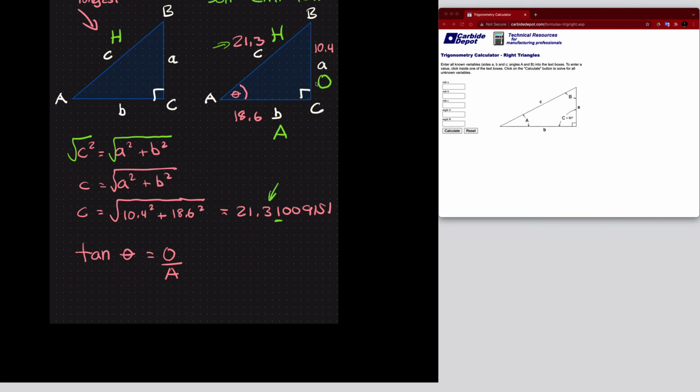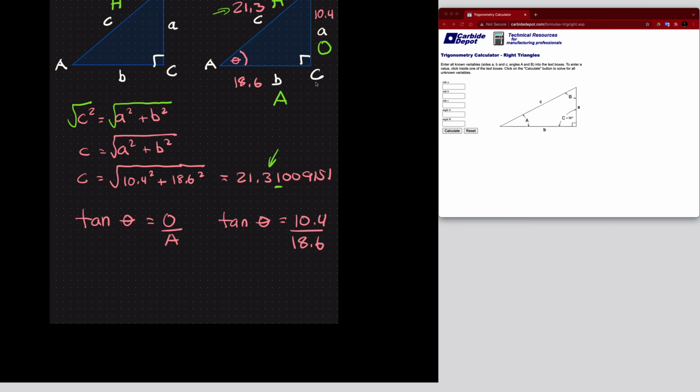Okay, now we're going to substitute, so tan of the unknown angle equals opposite, which is 10.4, over the adjacent, which is 18.6, and we just have a ratio of those two sides. Now whenever we get a setup like this where it says tan of an unknown angle equals that ratio, what we're going to do is convert that to the unknown angle equals the inverse tan of that ratio.